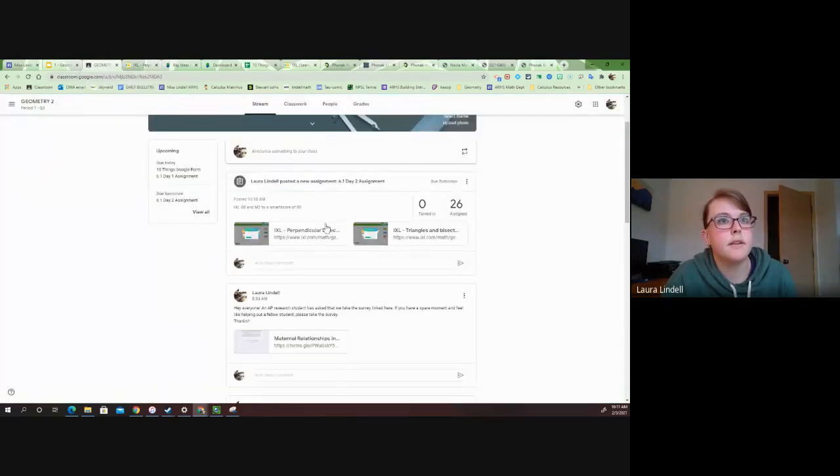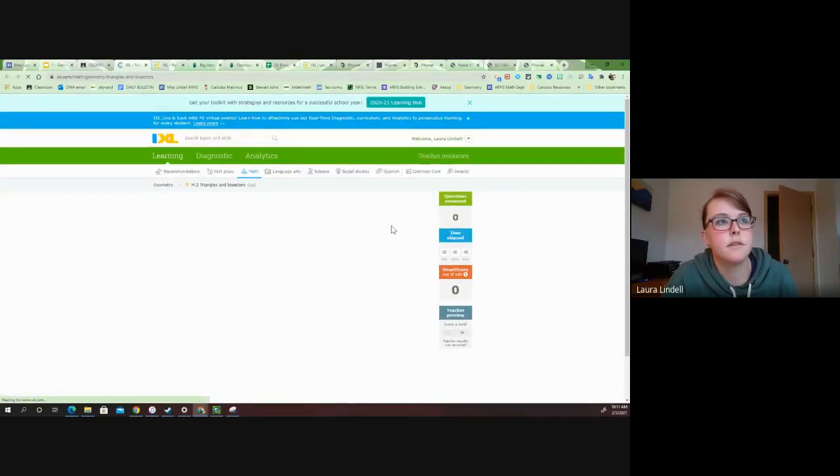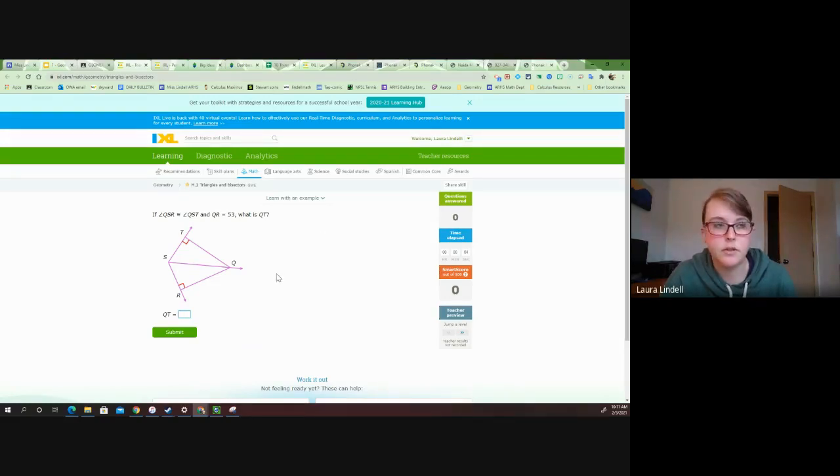And then the other kind is going to look a little bit more like angle bisector type questions. So we've got QSR and QST, and QR is 53. Let's see, where's QR? Then QT would also be 53. It's just that in this case, this is the angle being bisected, and this is the bisector.